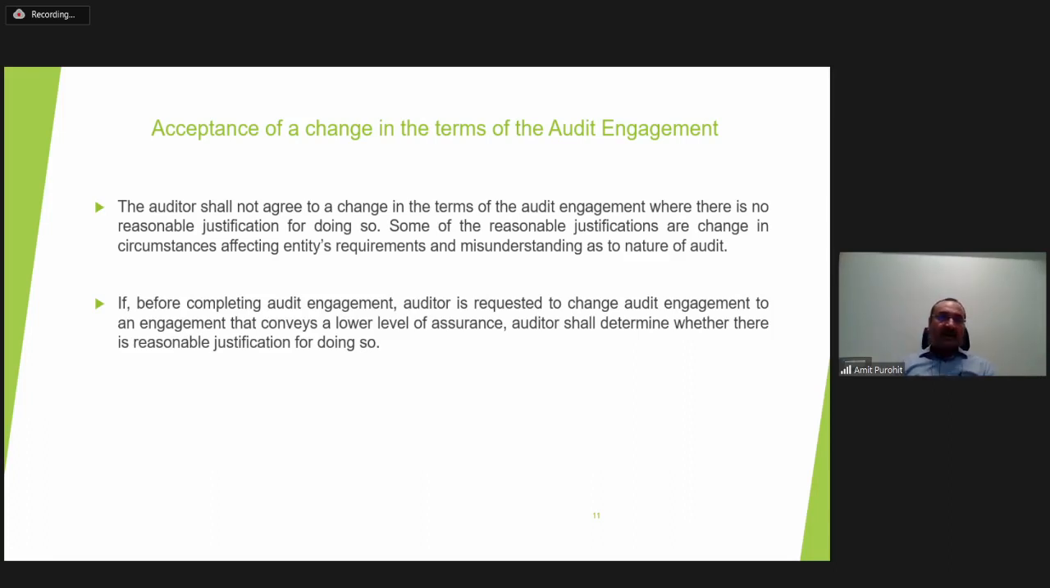If before completing the audit engagement, the auditor is requested to change the audit engagement to an engagement that conveys a lower level of assurance, then the auditor shall determine whether there is a reasonable justification for doing so or not. So say, for example, if during the course of the audit engagement, management restricts scope for certain aspects of the audit like inventory verification or the balance confirmation, or if the management requests the auditor to convert the audit engagement into a review engagement, then he will have to determine whether there is a reasonable justification for doing so. If he feels that it is not reasonable, then he will withdraw after discussing it with the management.